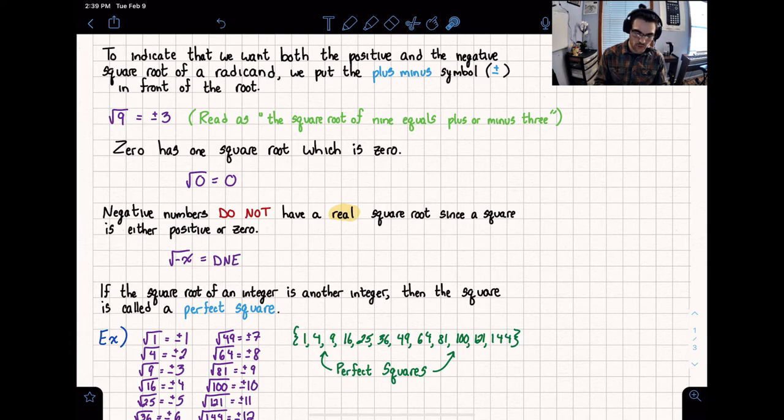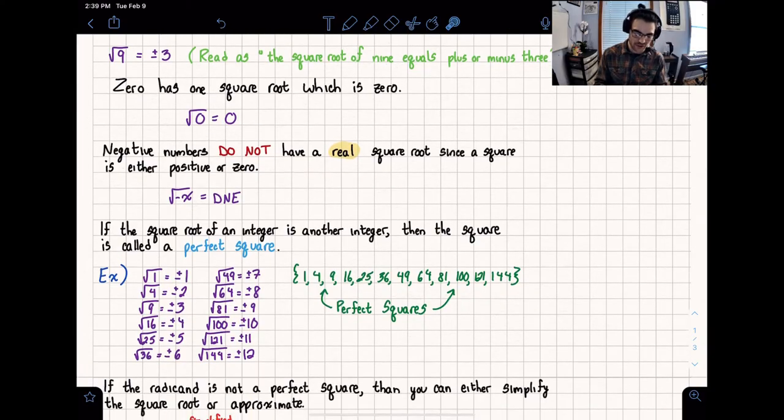0 has one square root, which is 0. Very easy to remember. The square root of 0 is 0. 0 times 0 is 0. It checks out.